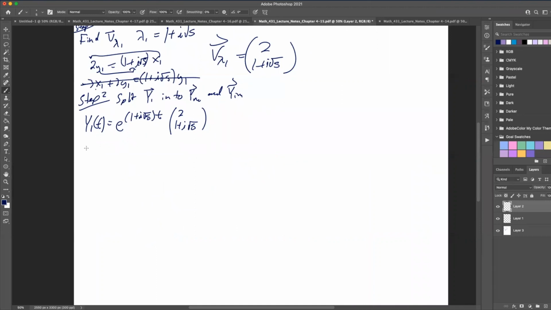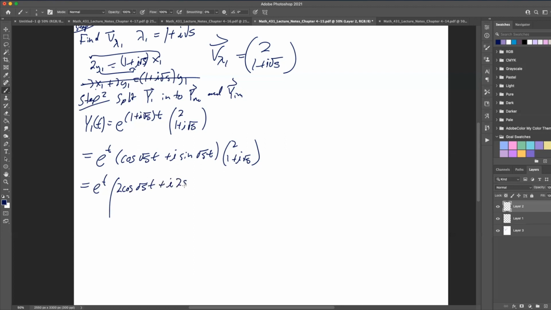All right, so let's do this. What I need to do is use Euler's formula and convert this over. So this just becomes e to the t times cosine of square root 5t plus i sine square root 5t, and multiply that by 2 and 1 plus i square root 5. All right, so we're going to go ahead and crunch that through. So we have e to the t times 2 cosine square root 5t plus i 2 sine square root 5t.